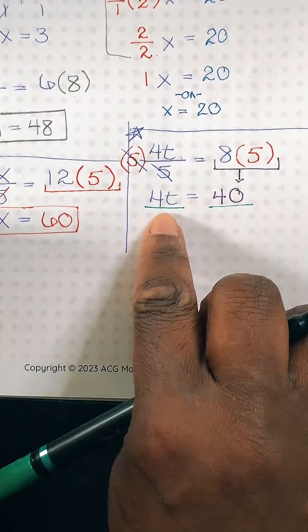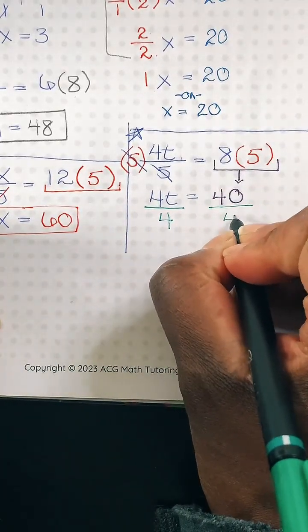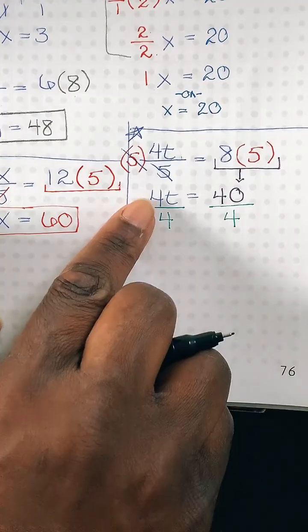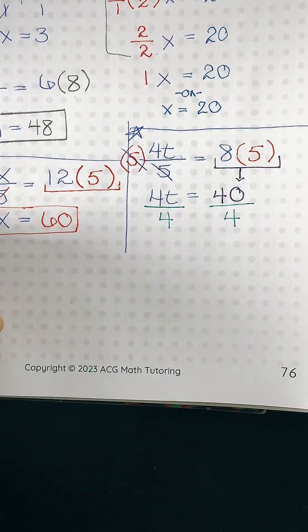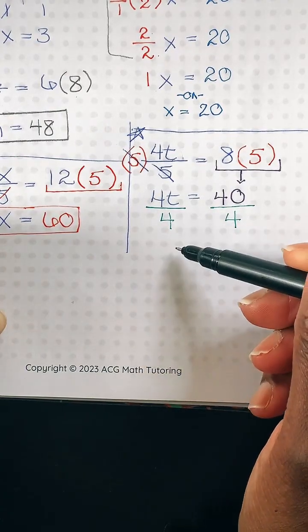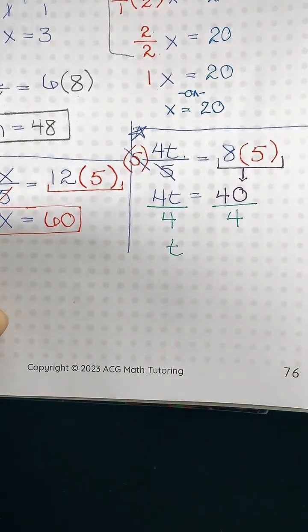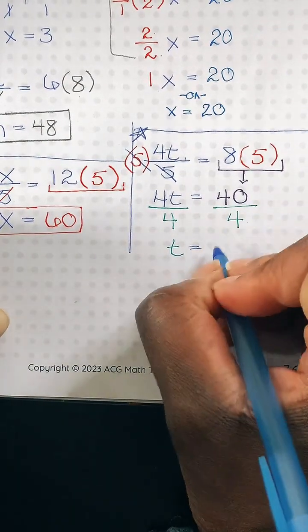So instead of multiplying, we're doing the inverse, which is division. And we're going to divide both sides by the 4. 4 divided by 4 will give me what? It's okay. So you got an answer of 10 because 4 divided by 4 gives me 1. And there's a t, so I can just simply bring down the t. It equals 40 divided by 4. So I got 10.